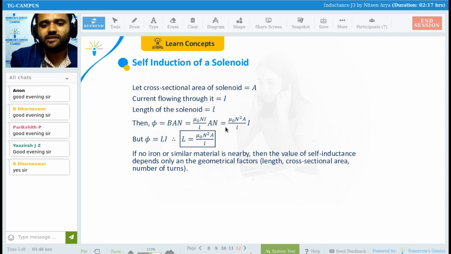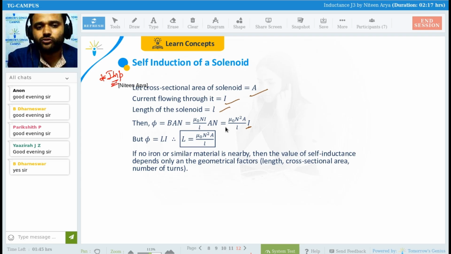Okay. So let the cross-sectional area of a solenoid be A, current flowing through it be capital I, length of the solenoid be L. So phi equals BAN. B equals mu naught N i upon L, into A N. So that gives me mu naught N square A by L, into I. So phi, which is L i, gives me L equals mu naught N square A upon L. This is the self-inductance for a solenoid, and an important case.